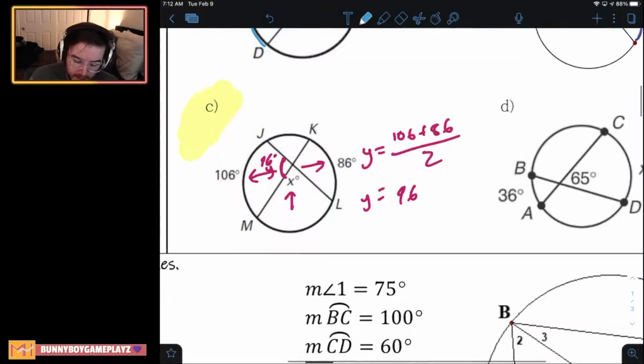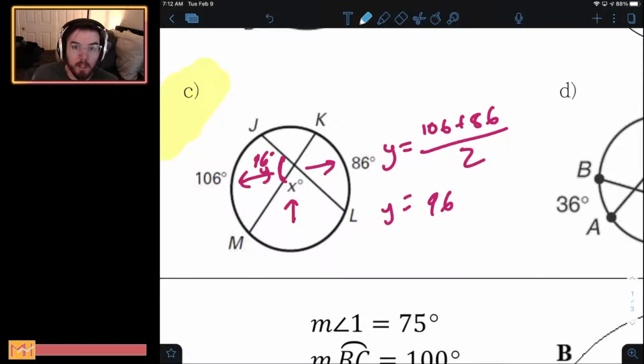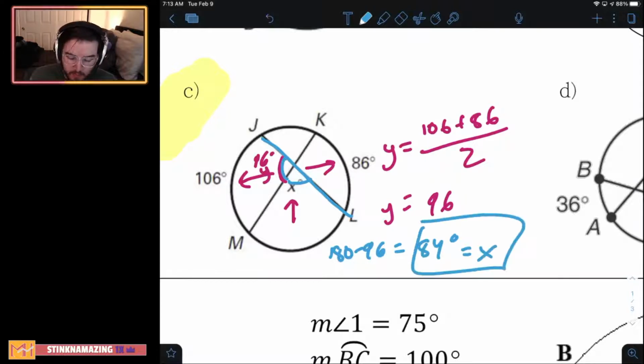Well, guess what? Here's some throwback knowledge, as always, right? We always have some throwback previous class stuff. This is a line, and these two angles create that line. What do we call that? A linear pair. And we know that linear pairs add to 180. So what does that mean angle X has to be? Well, 180 minus 96 is 84. X has to be 84 degrees because 84 and 96 create 180.